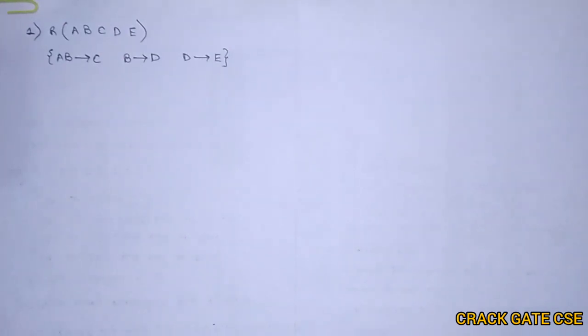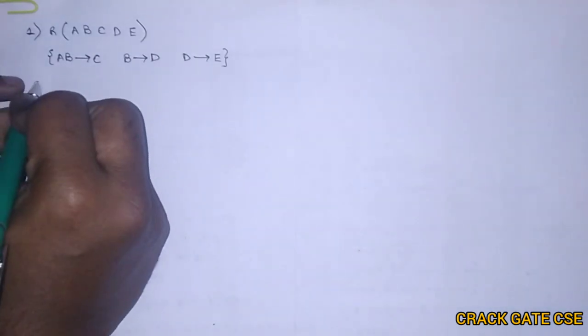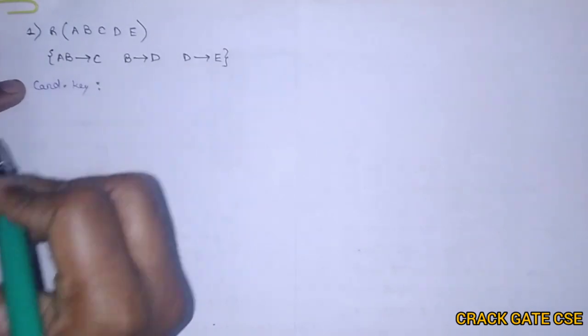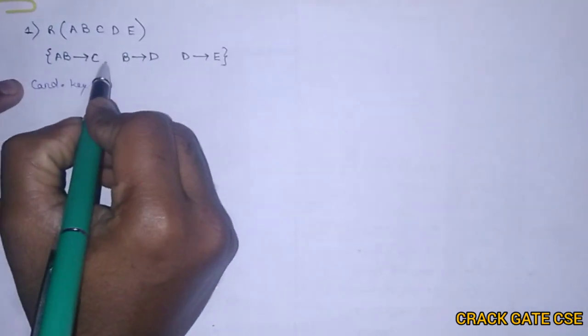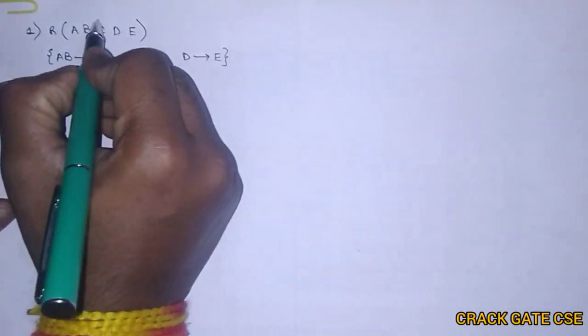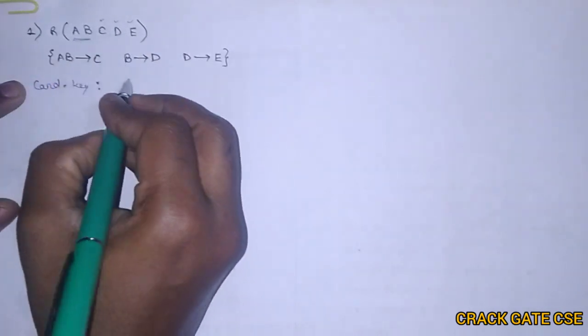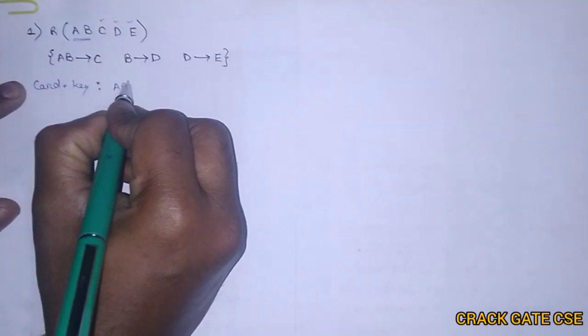First of all, we need to find out the candidate key. So how can we find out the candidate key? Go with the right hand side: C, D, E. So C, D, E can be derived, AB cannot be derived. So first check for the AB closure.